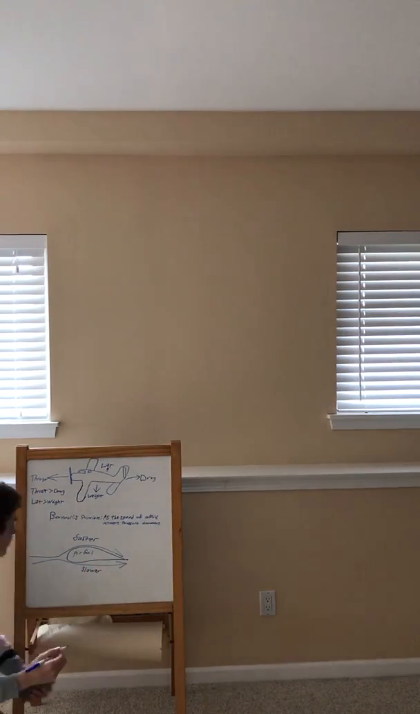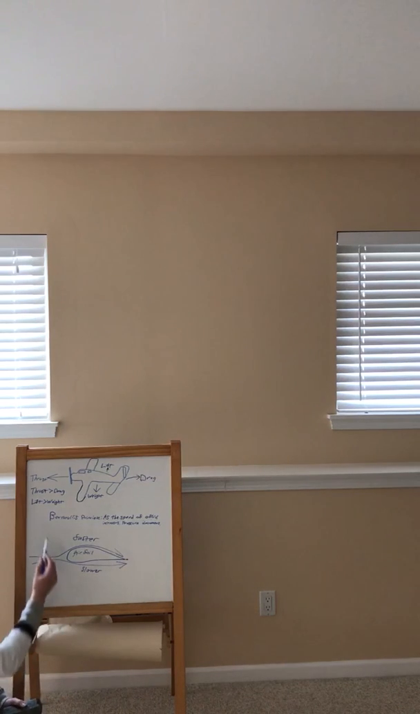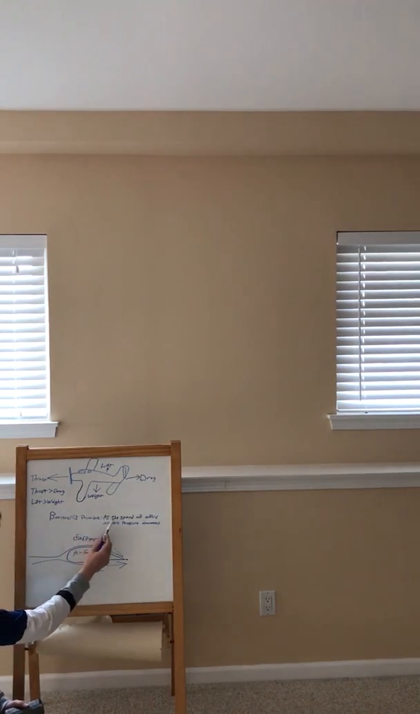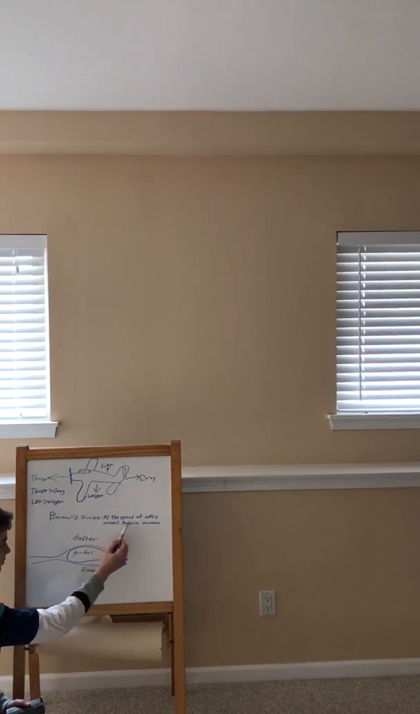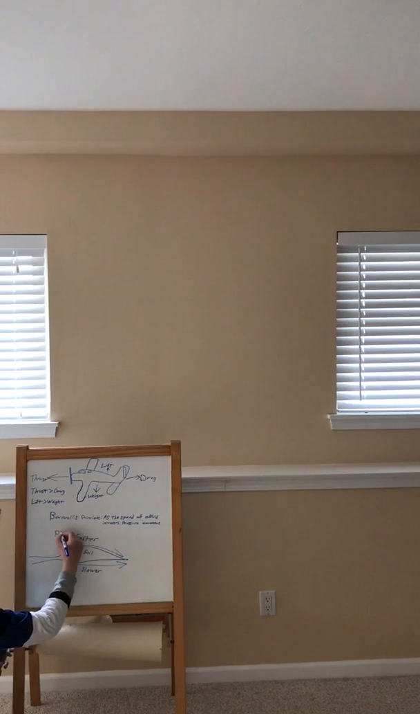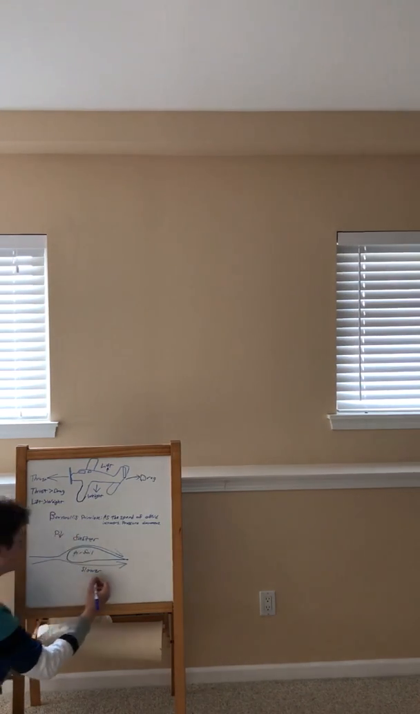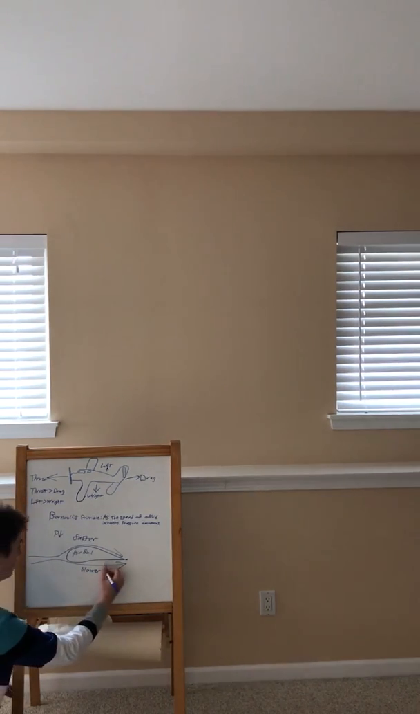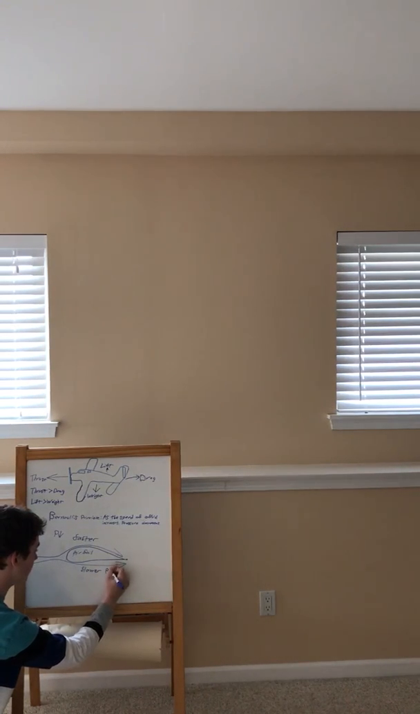And how does this help us? Well, it's because of Bernoulli's principle. As the speed of a fluid increases, pressure decreases. Since the air going over the airplane is faster, its pressure decreases. And the air on the bottom is slower, so its pressure increases.